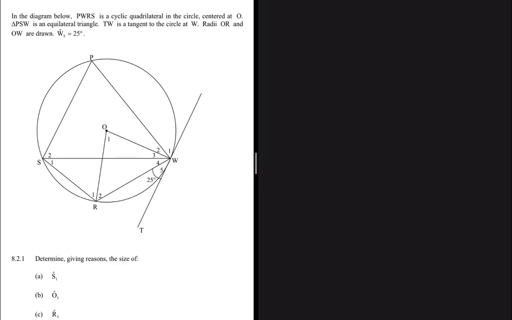In the diagram below, PWRS is a cyclic quadrilateral. So cyclic quadrilateral, I'm writing that down. So we have cyclic quad, and then the circle is centered at O. PSW is an equilateral triangle. So I have triangle PSW, which is equilateral. So when a triangle is equilateral, all the angles are equal. The only way all the angles can be equal is if all the angles are equal to 60 degrees.